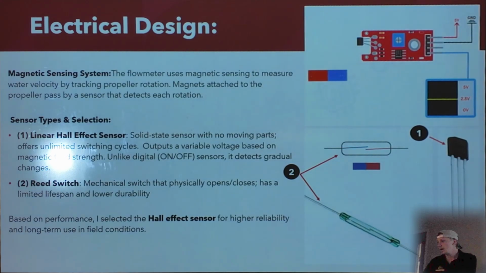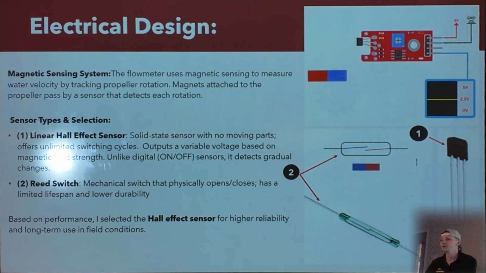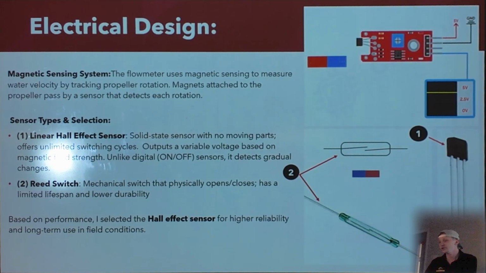Moving on to my electrical design. So I knew from the beginning, after a couple weeks of research, that I wanted to use a magnetic sensing system. Now, there's two options that I had: a linear Hall effect sensor or a reed switch. A Hall effect sensor basically has no moving parts, unlike the reed switch.